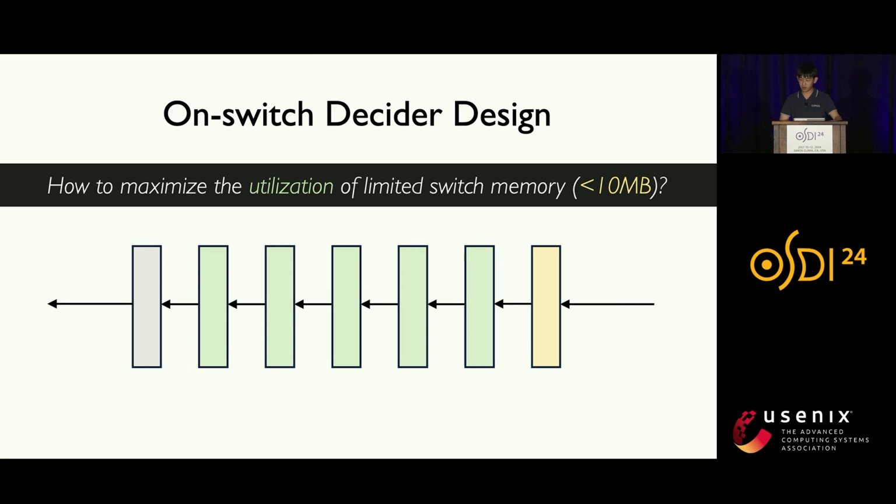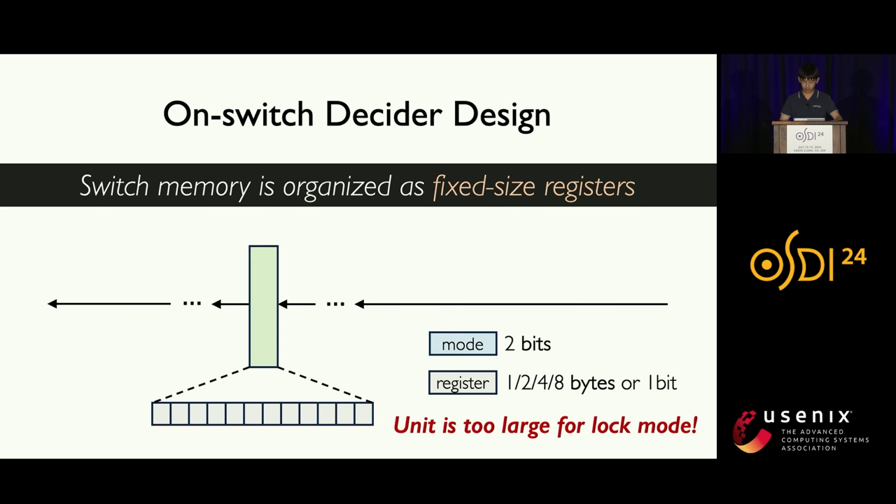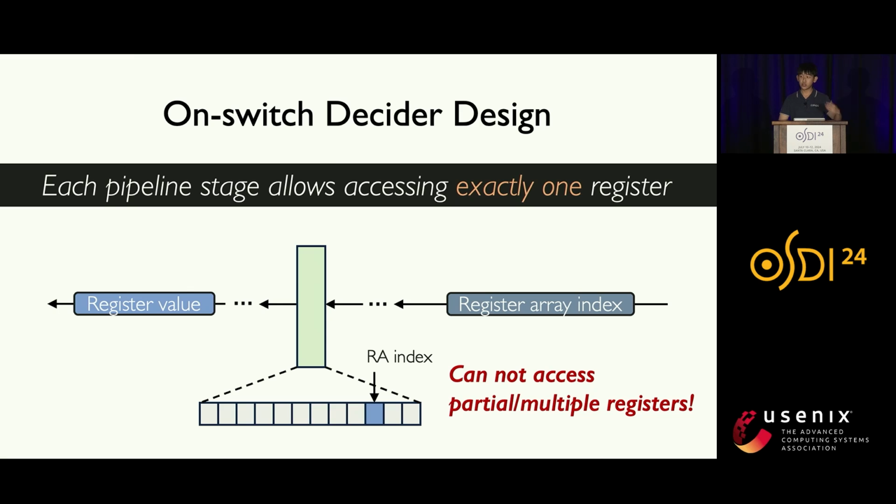Another challenge comes from efficiently utilizing the switch memory with rather restricted layouts. Firstly, switch memory is organized as fixed-size registers, which are at most 1 byte large. But the lock mode actually only consumes 2 bits. So this unit is too large for lock mode, causing memory waste. An intuitive idea is packing multiple lock modes in 1 register, but that is not applicable on the programmable switch because each pipeline stage allows accessing exactly 1 register. So we cannot access partial or multiple registers and cannot do packing.